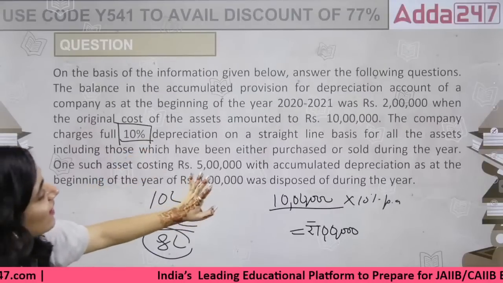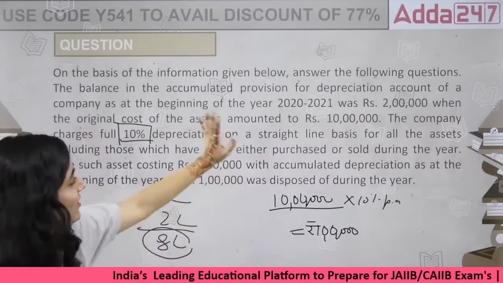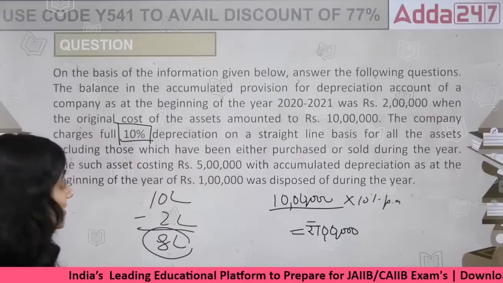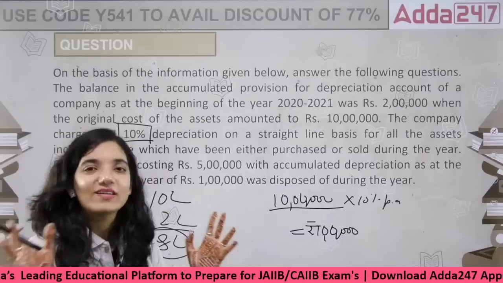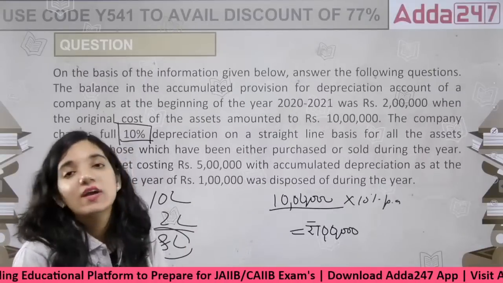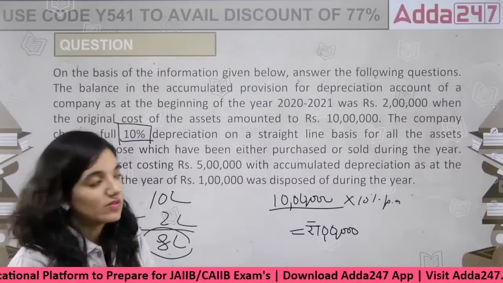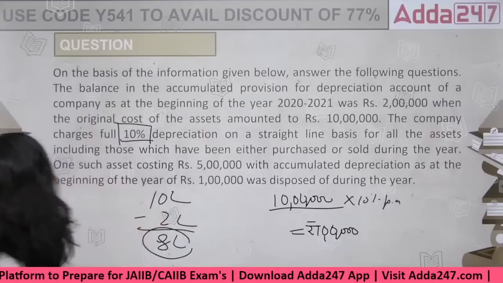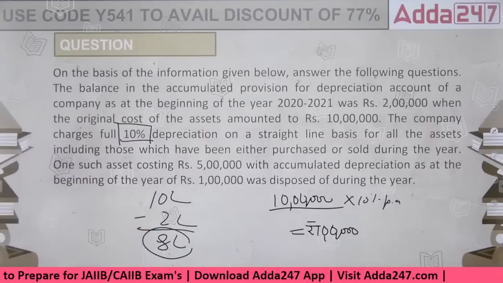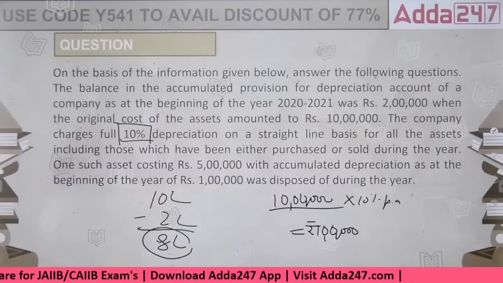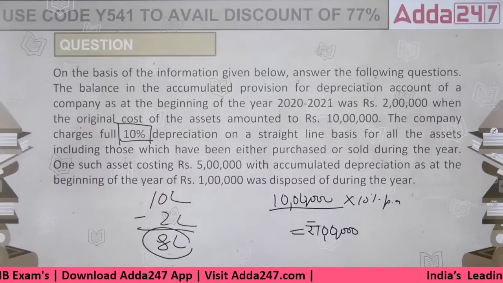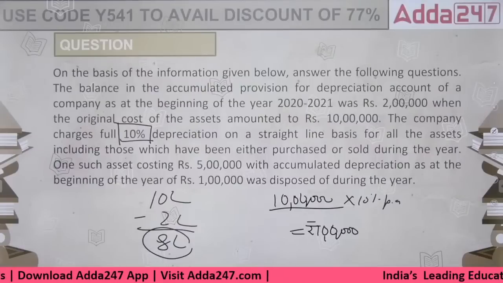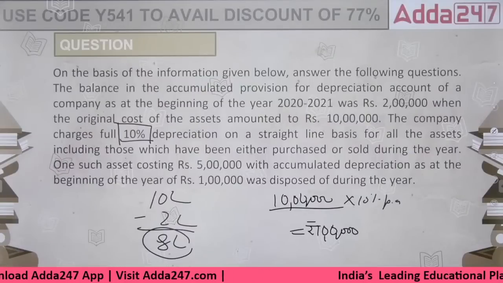Now the point is, we cannot take this 10 lakh as a basis, because whatever is added and whatever is being lost, all those things are taken together. This method is used by the income tax department. Right. Then the next point that comes here is the question says one such asset of rupees 5 lakh with the accumulated depreciation as at the beginning of the year was 1 lakh was disposed during the year.